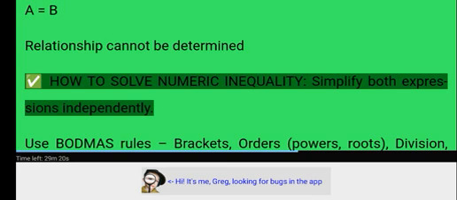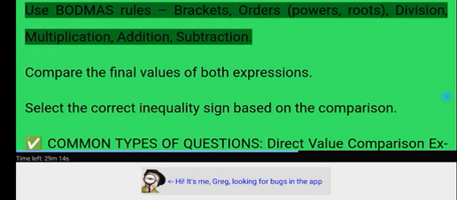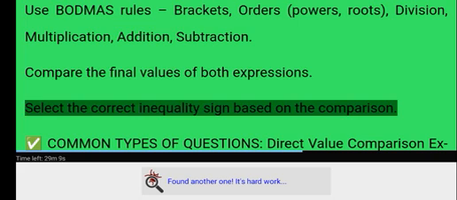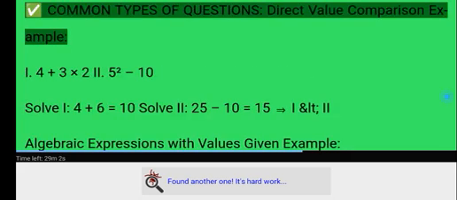How to solve numeric inequality. Simplify both expressions independently. Use BODMAS rules: brackets, orders, powers, roots, division, multiplication, addition, subtraction. Compare the final values of both expressions. Select the correct inequality sign based on the comparison.